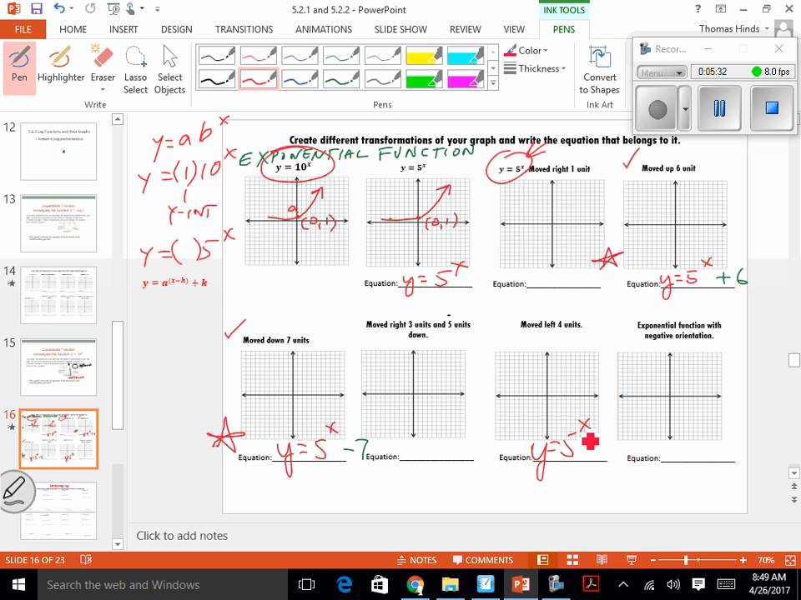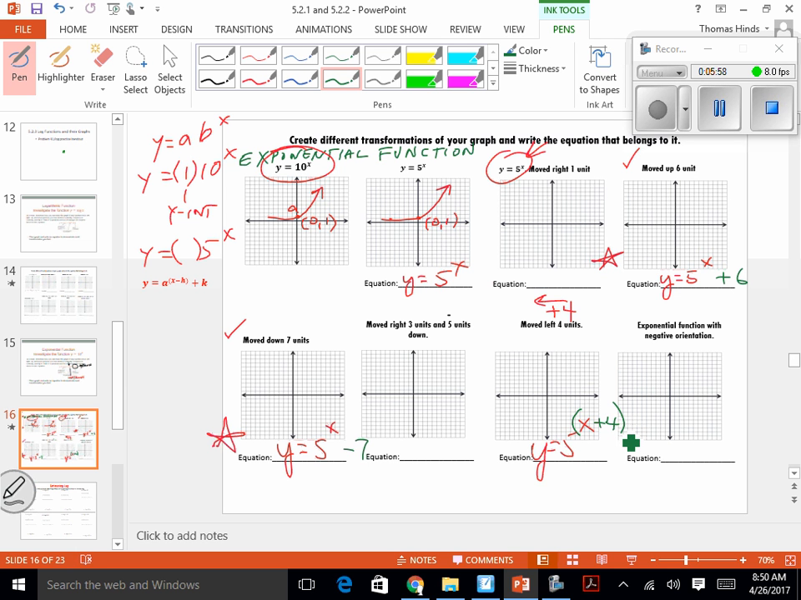Plus 4 is going to be correct, because again, we want to move it to the left, and the left and right thing is always the opposite, so plus 4 is going to be important. Here comes the question, where are we putting that plus 4? With the x, which means it actually has to go in a parenthesis. Now, some of you did some good stuff, some of you did minus 4s, you put it at the end, but technically, that's what it would look like.